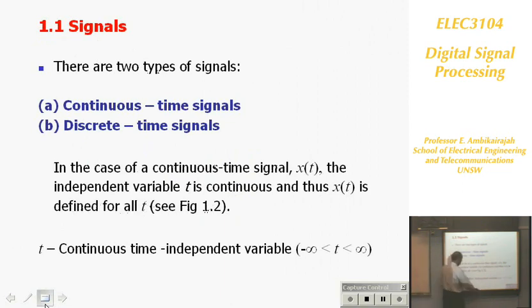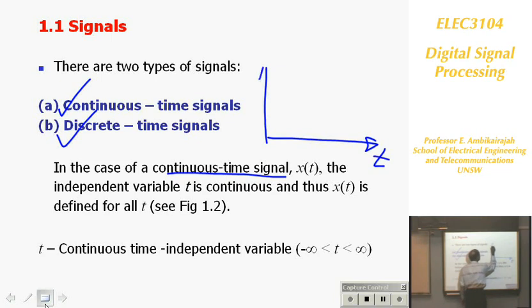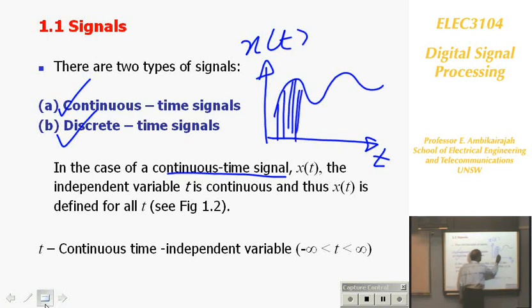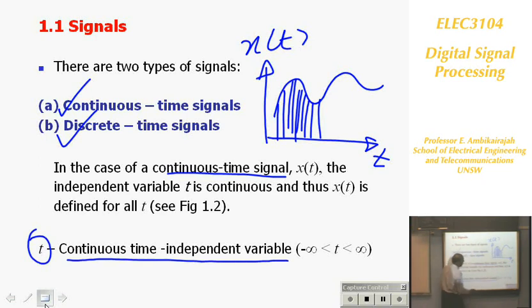There are 2 types of signals available. One is continuous time signal, other is discrete time signal. In the case of continuous time signal, x(t) is available at any time instance. So if I have a signal like that, I can find a value at any time instance. You name any time instance, there is a value. So that's the continuous signal. So t is the continuous time independent variable, which can have values between minus infinity and plus infinity. So this signal can go in this direction as well.